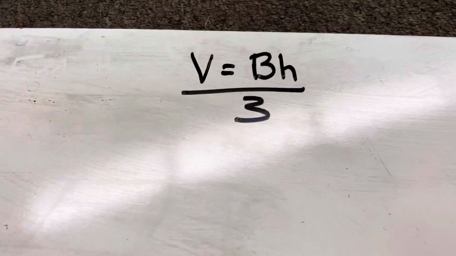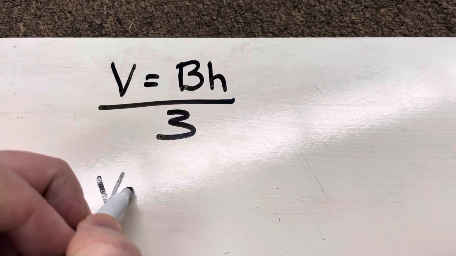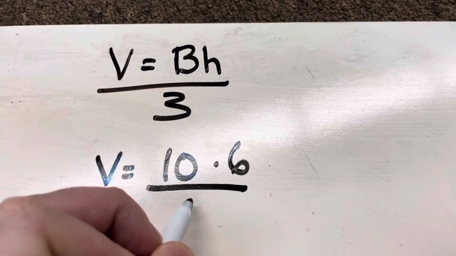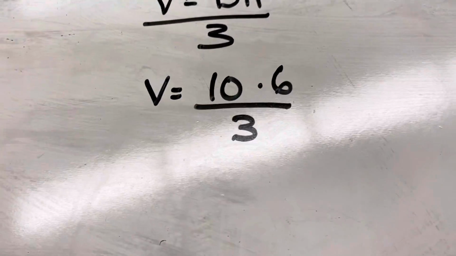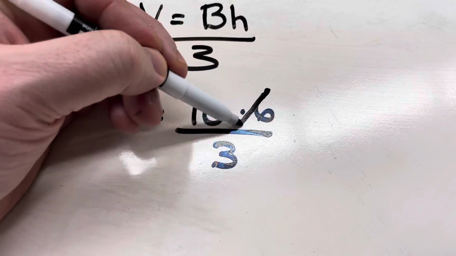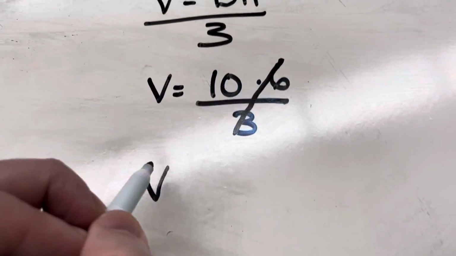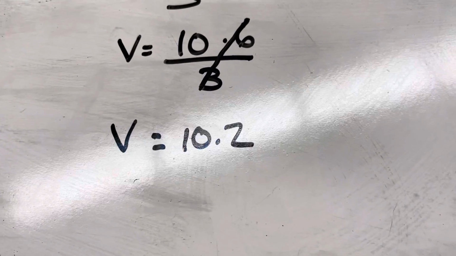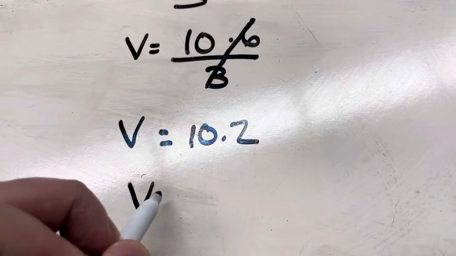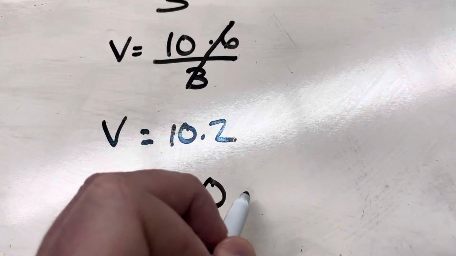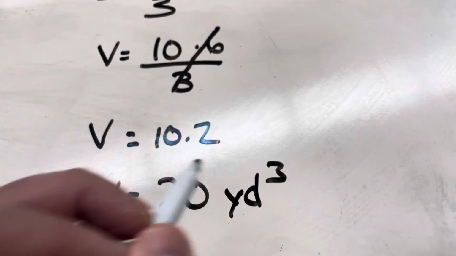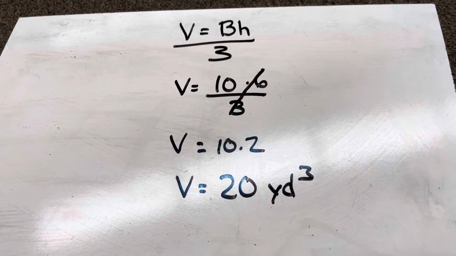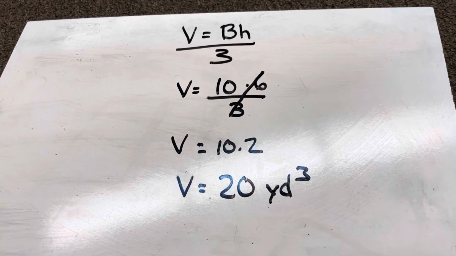So if the area of the base is 10 yards and the height is 6 yards, and I'm taking all that and dividing it by 3, well, I know that 6 divided by 3 is 2. So that leaves me with volume equals 10 times 2. All right, and well, I know that 10 times 2 is 20, so the volume is 20 cubic yards. Pretty straightforward. You just have to stay organized with the formula. All right, we're going to look at one more, then we're going to move on.